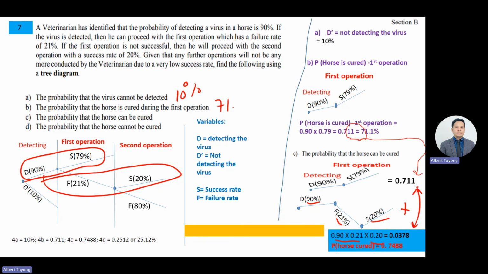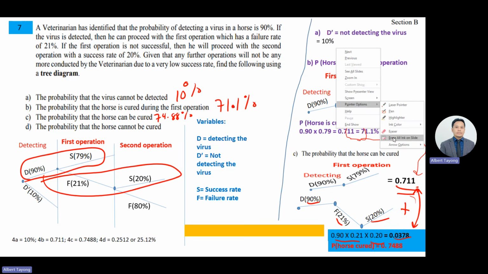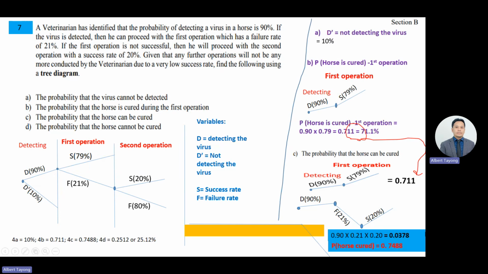So the first one is 10%. This is 71.1%. This is 74.88%. You multiply these three, and the answer we add to the first one. Okay, so the last, letter D, is using the complementation rule.